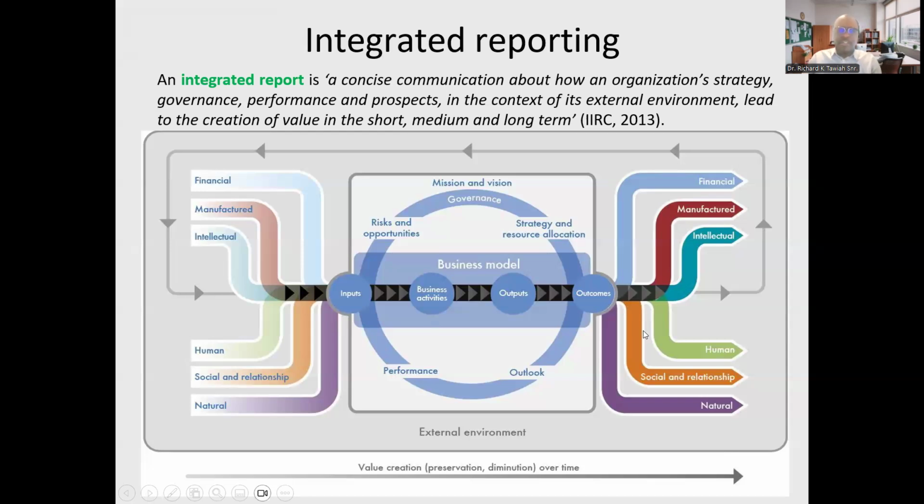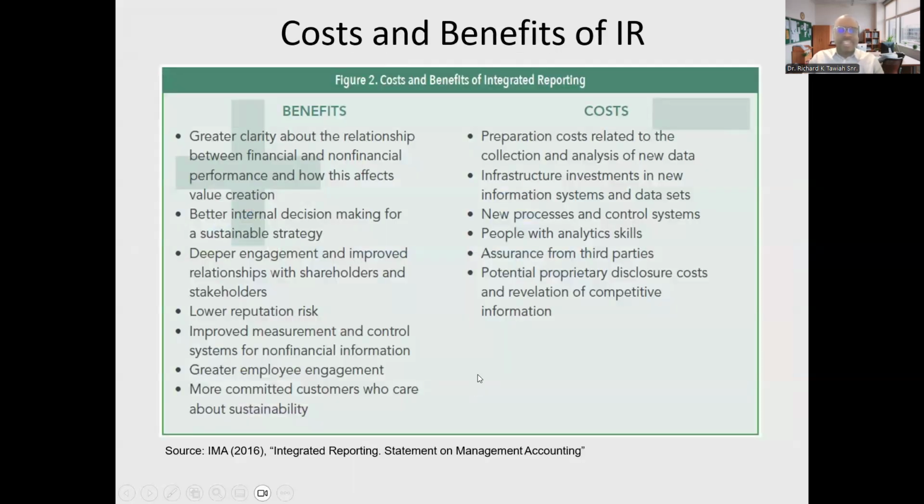All right. There are benefits of integrated reporting. The benefit is that it provides greater clarity about the relationship between financial and non-financial and how it affects value creation. It is also a way to better understand internal decision making for strategy. Sustainable strategy, of course. It also provides a deeper engagement and improved relationship with all stakeholders, not just shareholders. Lower reputational risk. Do it and you get a better reputation. It also improves measurement and control systems for non-financial information. We can always get good metrics for measuring financial information, but this also helps you to measure non-financial information.